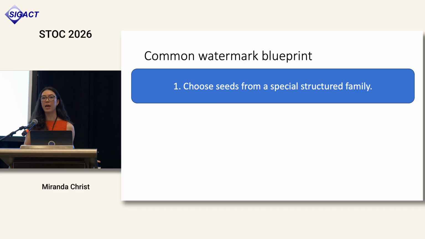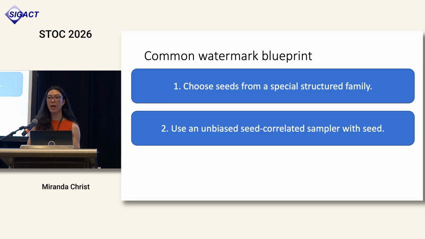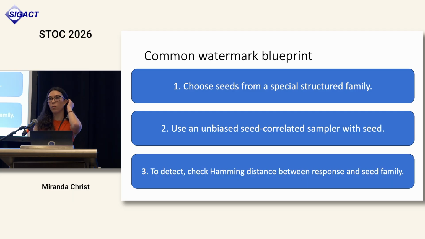And the idea is that instead of using a uniformly random seed to generate each response, you can choose these seeds from a special structured family. And now use the unbiased seed correlated sampler with the seed to generate the response. And to detect the watermark, once you use your approximate randomness recovery, you just check whether the string that you got is close to something in the special structured family. And so now this could be much more efficient than just storing all of the seeds that you've ever used. And so we'll see a couple instantiations of this scheme.